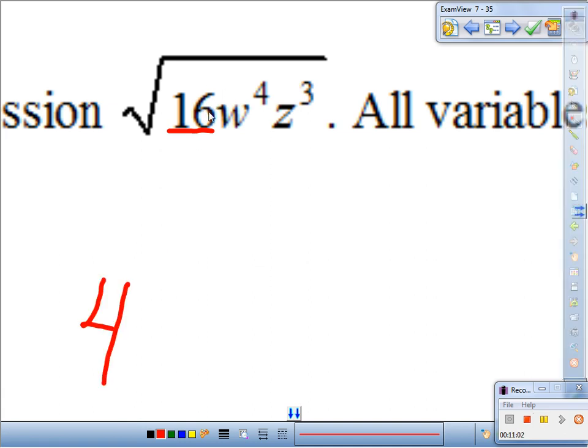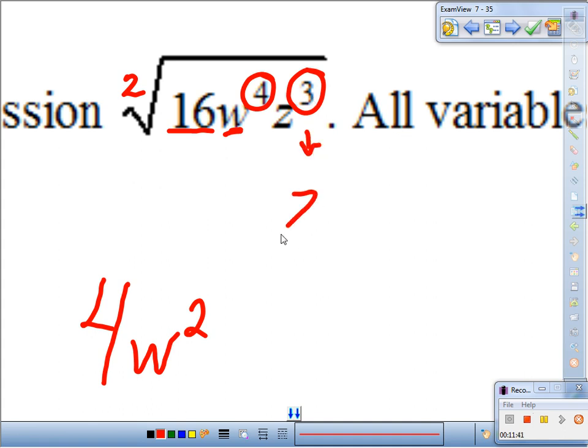All right, next, w to the 4th. This one has an exponent, and it's a variable, so that means I'm going to write my index at this point. So what is 4 divided by 2? So this is w to the 2nd. I'm done with this one. I go to this one. 3 divided by 2 becomes 1.5, which ends up being, again, another radical. We cannot divide it. It has to be a number divisible by 2. Therefore, I need to rewrite this one.